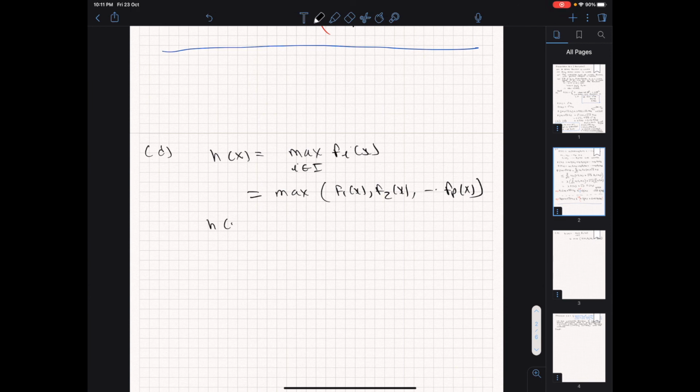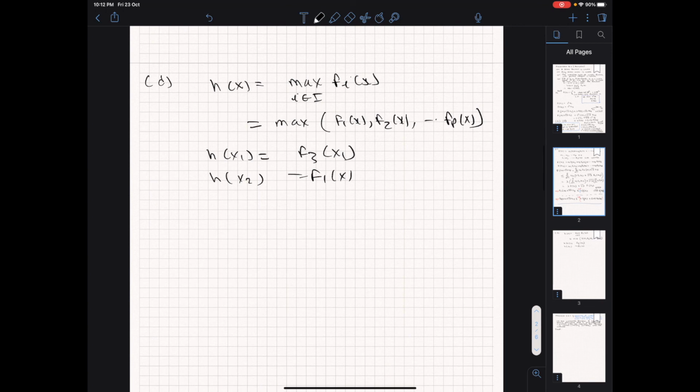So it's possible that at x1, let's say, you get the max at f3. Maybe at x2 you will get the max at f1. So which function gets picked up depends upon the point, and it is also possible that two of them could be at the max. Then any one of them you can pick, and that value is all that matters. That value is assigned to h of x. So this is the way we have formulated this h of x.